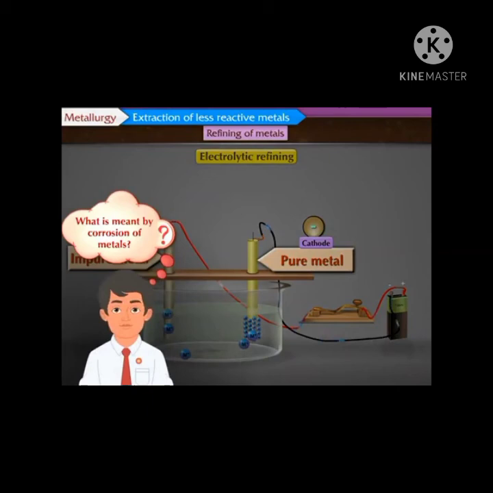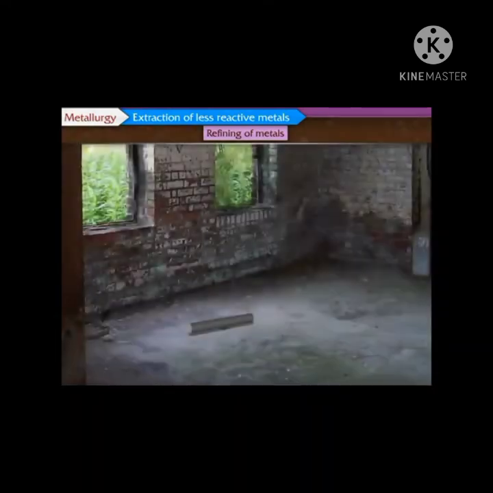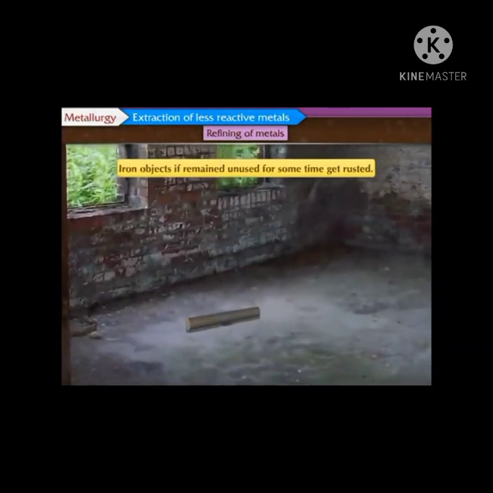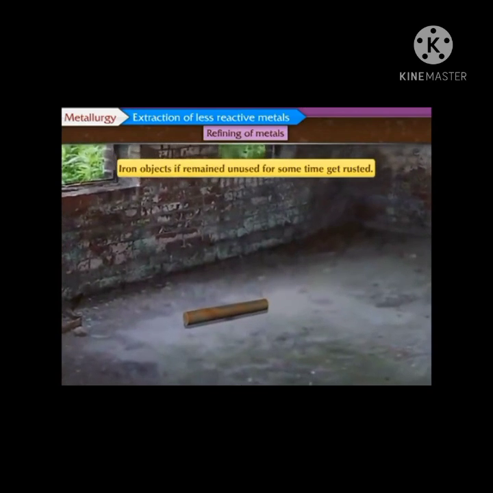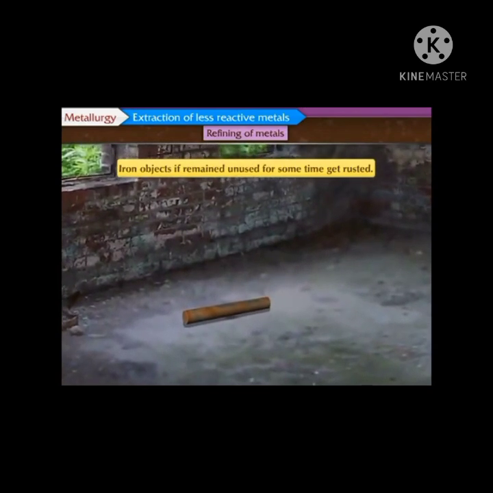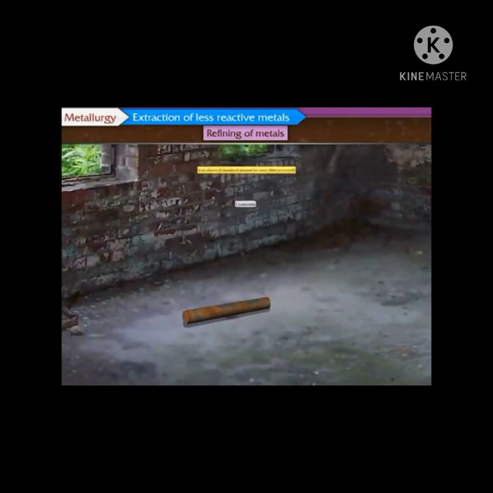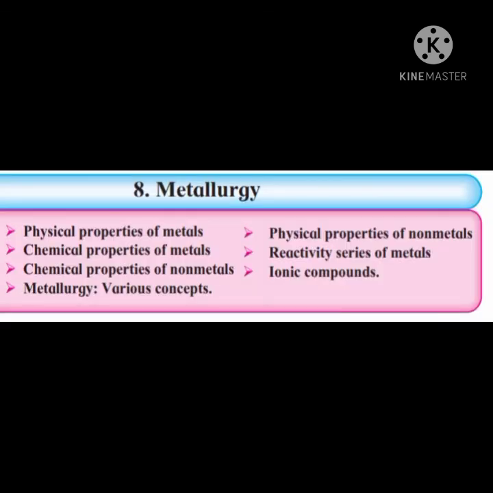What is meant by corrosion of metals? You must have observed that an iron object, if it remains unused for some time, gets rusted. This process is called corrosion. Let us know more about corrosion of metals in the next lecture. So students, today we have studied ionic compounds, metallurgy and various concepts of metallurgy. Hope you all have understood the topic.